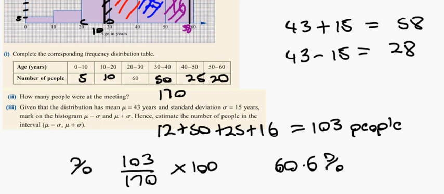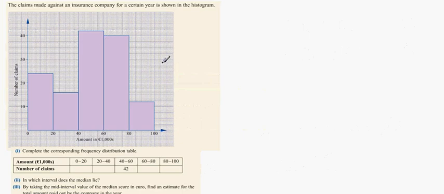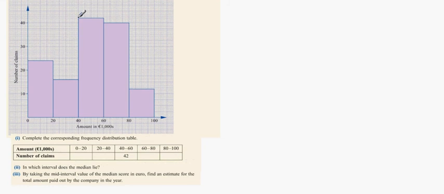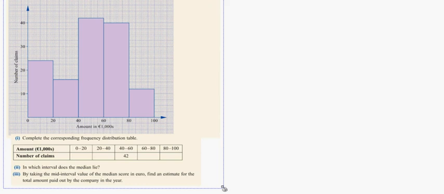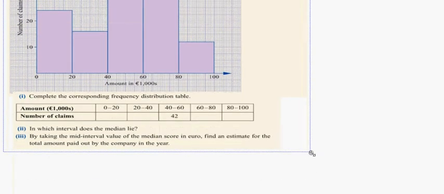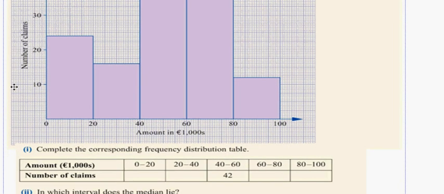Okay, next one. The claims made against the insurance company in a certain year is shown in the histogram. So what we're looking at here is, we know that this here is 42. We might have to just try and make this diagram as big as possible. So that's a bit more accurate now.